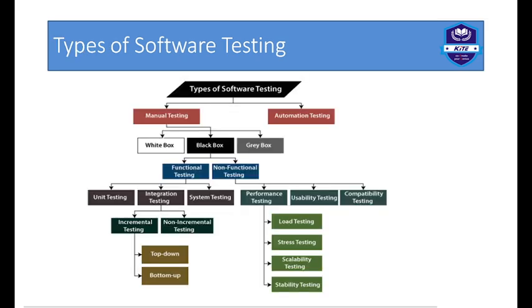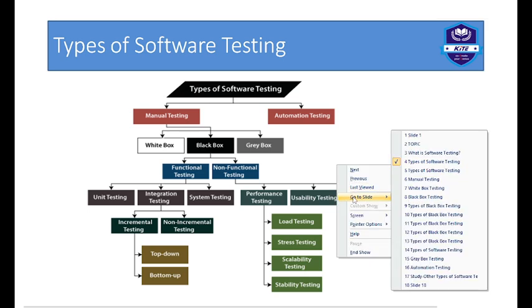Types of software testing. We have many types of software testing, starting from manual testing and automation testing. These are the two major types: one is manual and another one is automation testing. Manual testing is further classified into white box testing, black box testing, and gray box testing. Black box testing is further divided into functional and non-functional testing, which we are going to discuss.